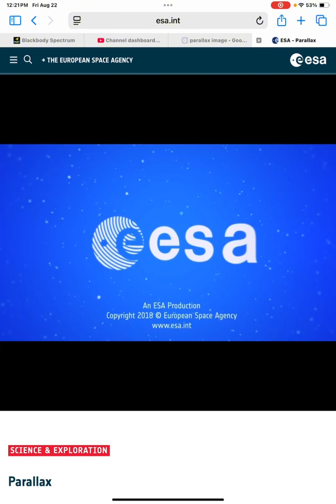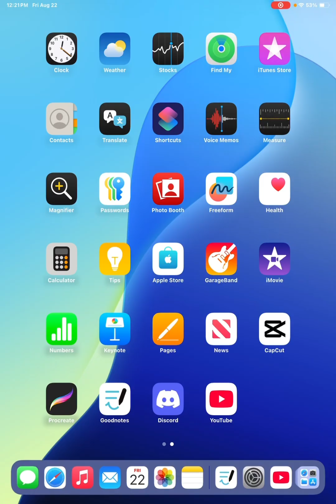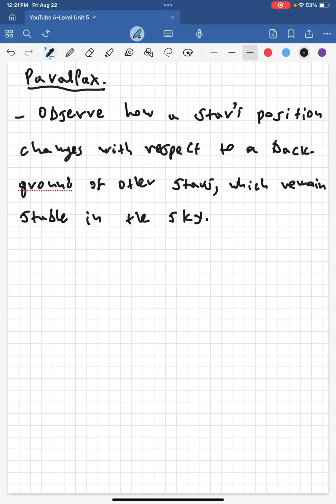Whereas, okay, let's go back to the notes. So what's happening is that some stars appear to move in the sky because they are close to us, okay? If they are really, really far away, even if they move, we won't notice it, okay? So to demonstrate this, let's start with the sun, okay? So this is our sun. And this is the Earth, okay?